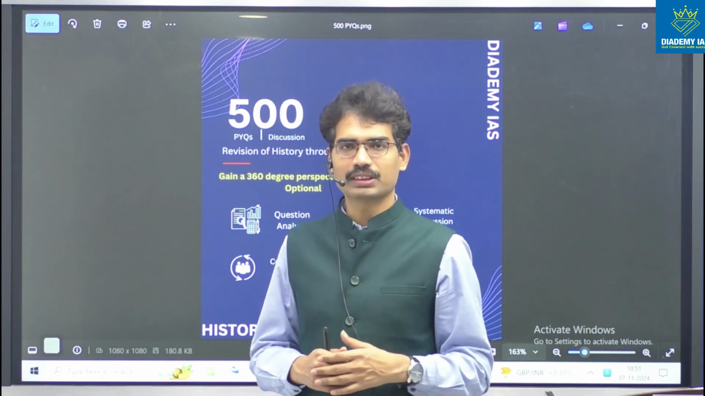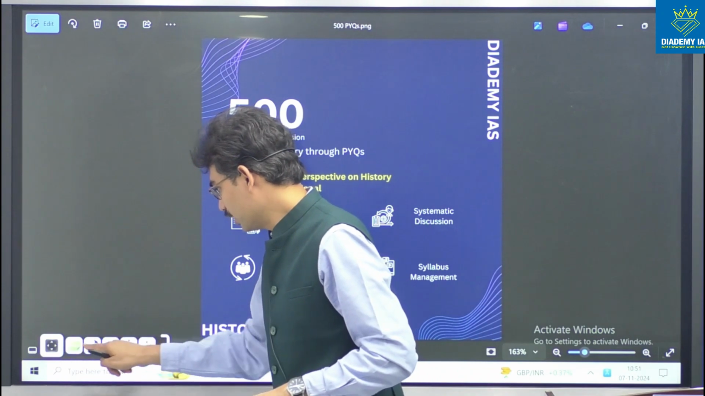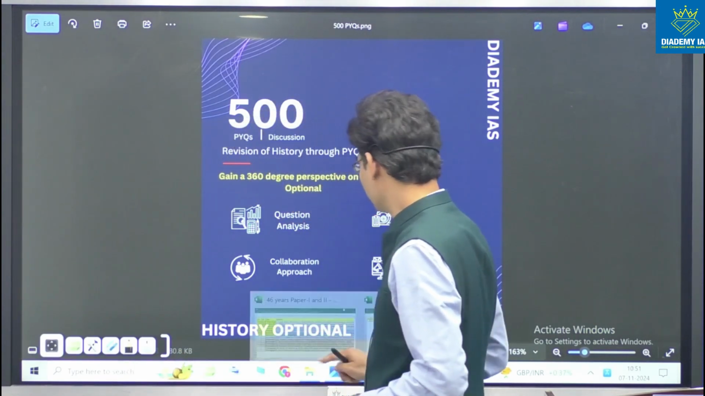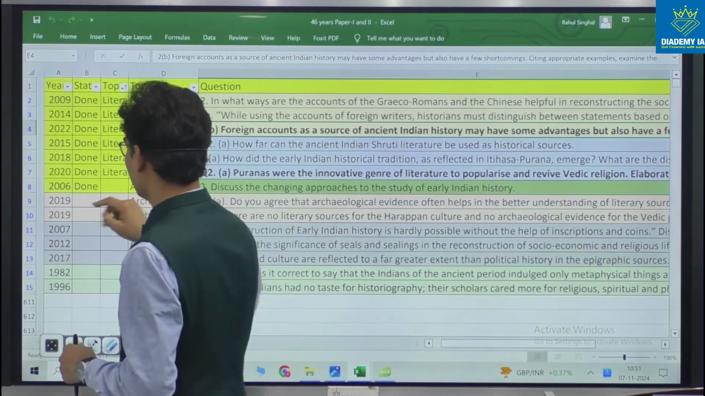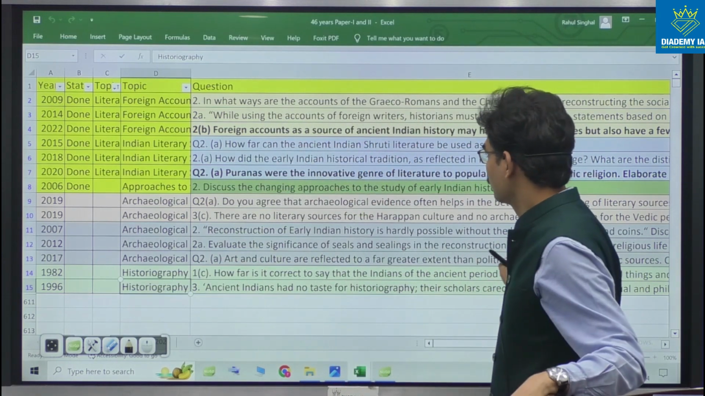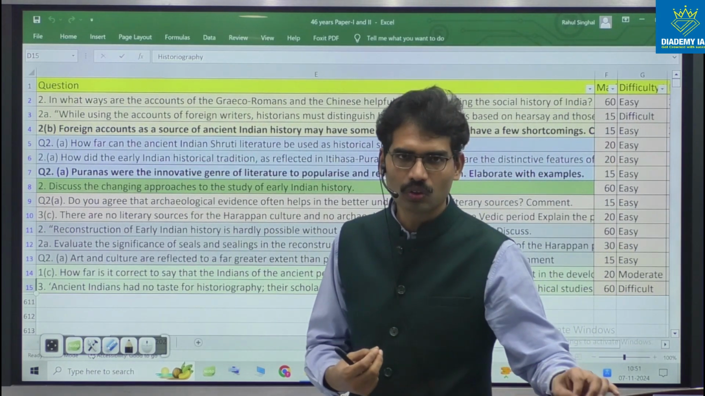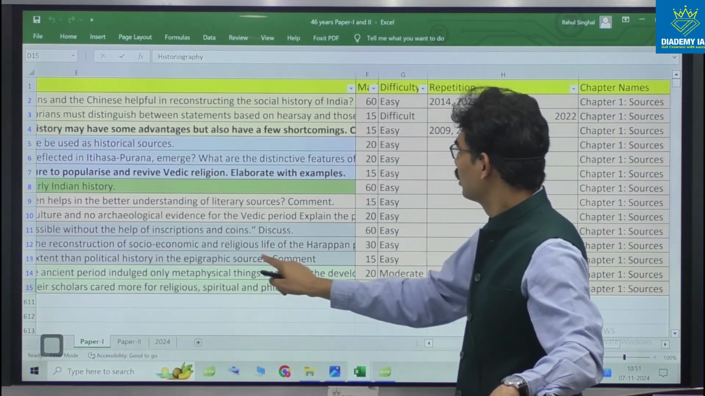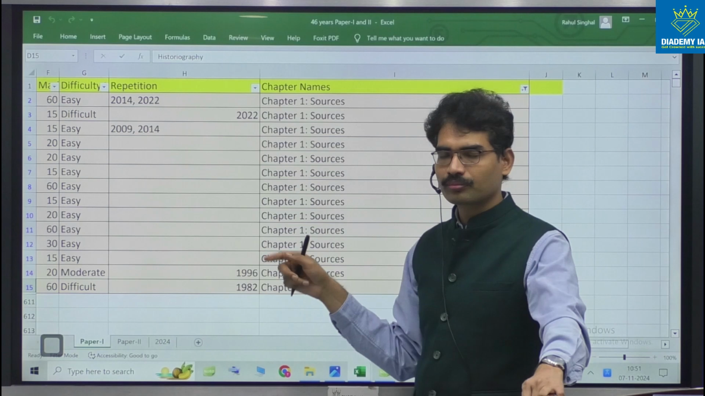I will show how I am going to discuss, so that you will get a picture of how we are going to handle all the questions. You can observe here. These are the questions related to chapter 1. This is an Excel sheet. Those students who take the admission will get this sheet. Here you can see the chapter name, chapter 1, sources.